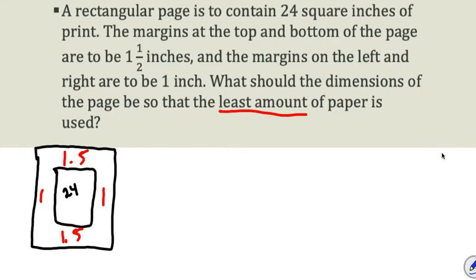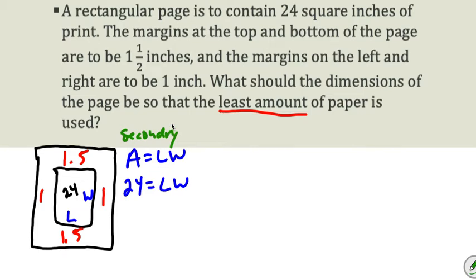Now, we need some variables for these sides. You can use any variables you want. When I did this, I used length and width. So I said that the area of the inside is length times width, and we know that that area was 24. And then I jumped, so this is secondary, right? Because the primary equation, oops, I forgot an A. The secondary equation is talking about that middle. That's going to have something that we plug in there.